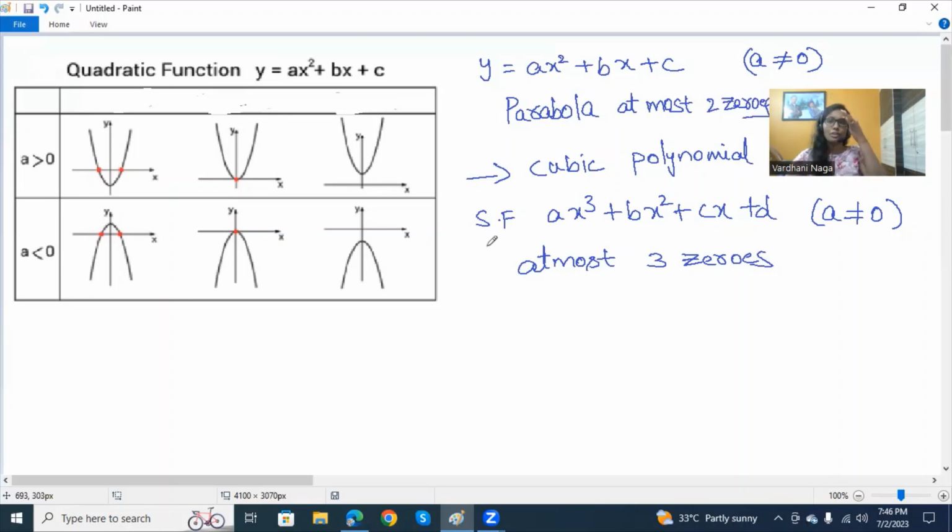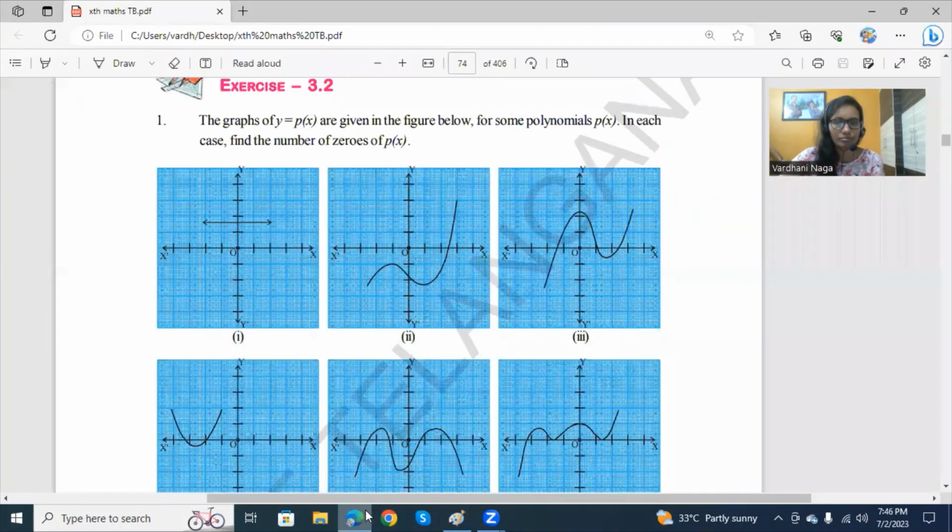So this much information is enough for solving exercise 3.2. Let us look into the questions. The graphs of y = p(x) are given in the figure below for some polynomials p(x). In each case, find the number of zeros of p(x). First graph.